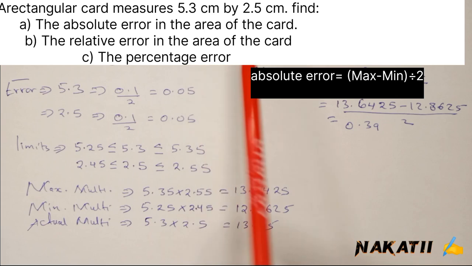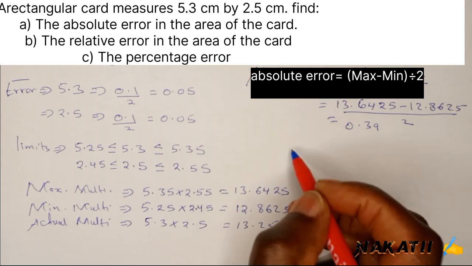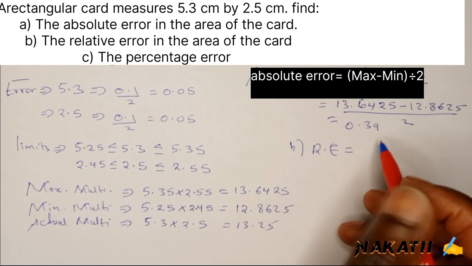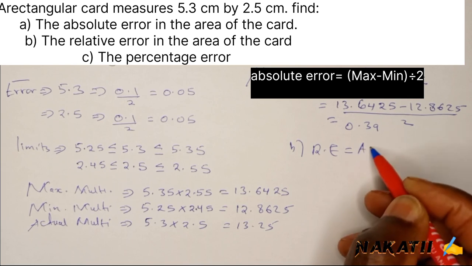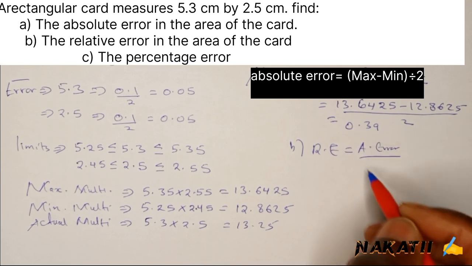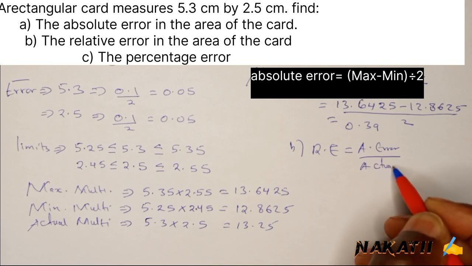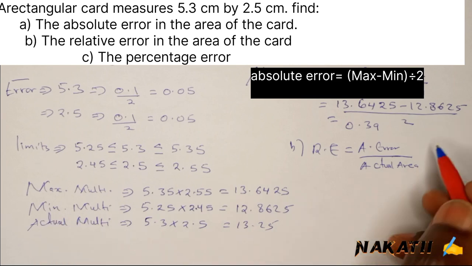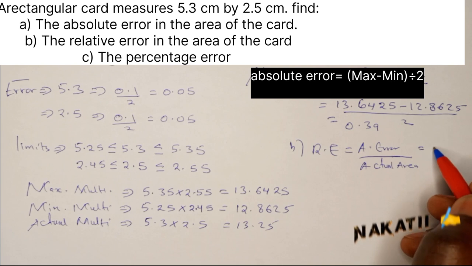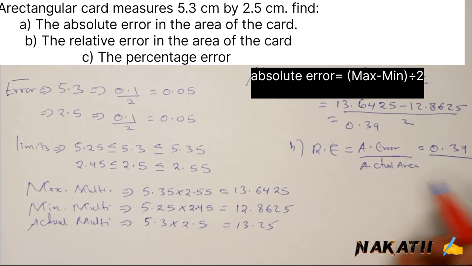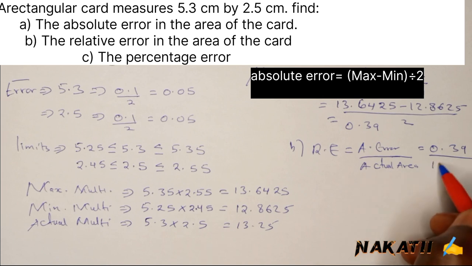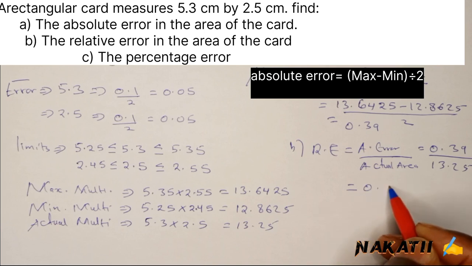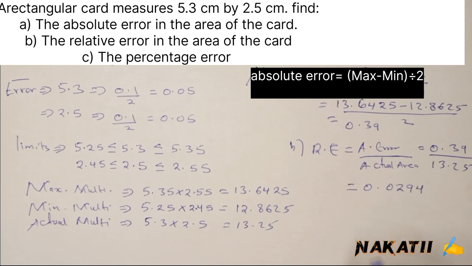Part B of the question, we get the relative error. Relative error is given as the absolute error divided by the actual area, the actual multiplication that we have done here. So this will give you 0.39 divided by the actual area, which was 13.25. When this is done, you get 0.0294.